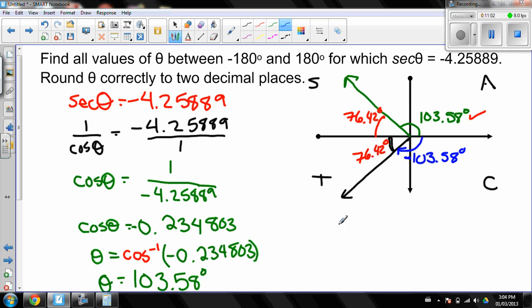So I still wind up with my two solutions for theta here, but they are positive and negative 103.58 degrees. So just remember, you need to check if you have more than one solution based on your domain as well as your CAST rule.